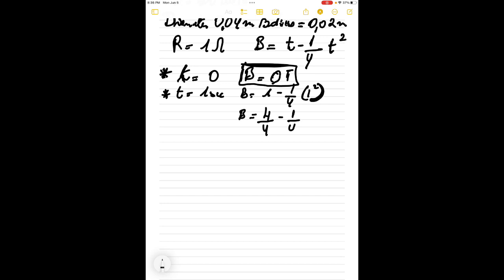So current is equal to 100 multiplied by pi multiplied by 0.02 square. The derivative over time is going to be equal to 1 minus 1/4 multiplied by time. So the current at 1 second is going to be equal to 0.0628 amp.